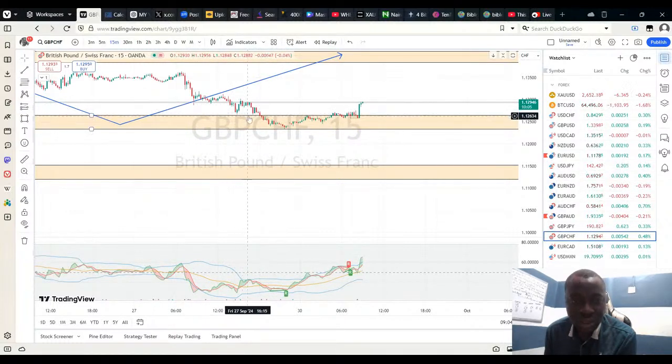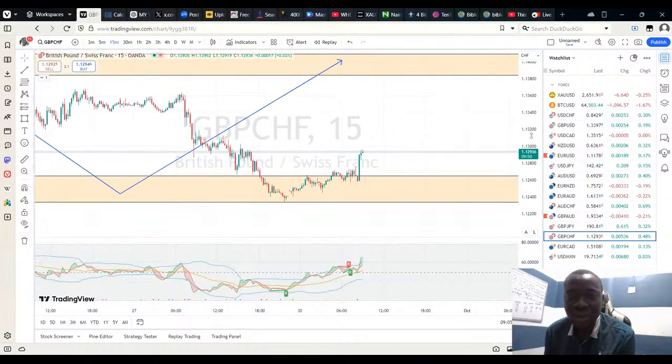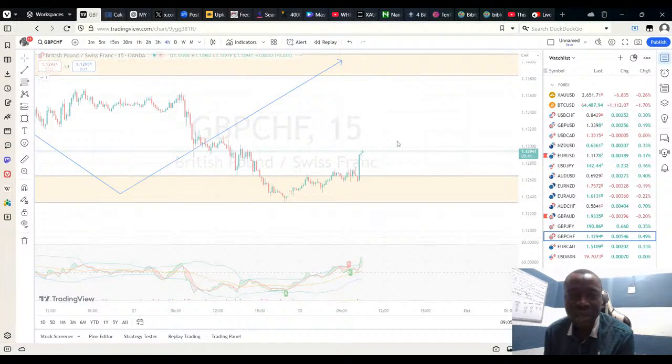The price is busy going down while the indicator is going upward. So far, so good. They break it here. They came back to retest it. So we are going to be buying, and we are going to be expecting our TP to get to the price of 1.1400. That is where I'm expecting GBP CHF to fly to.